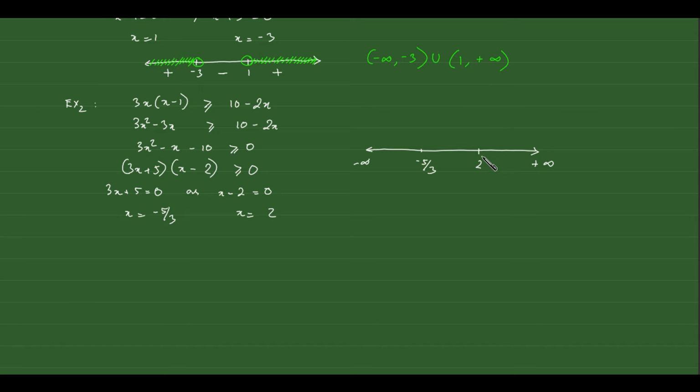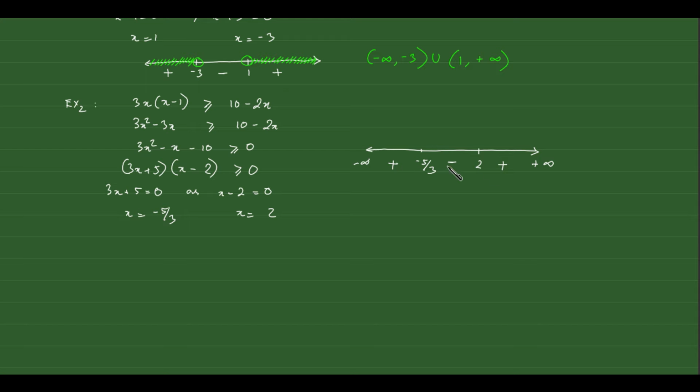So I'm gonna pick 3. You can pick any number as long as it's greater than 2. So pick 3 over here. You plug over here, positive. Pick 1, negative, and pick -2, positive.